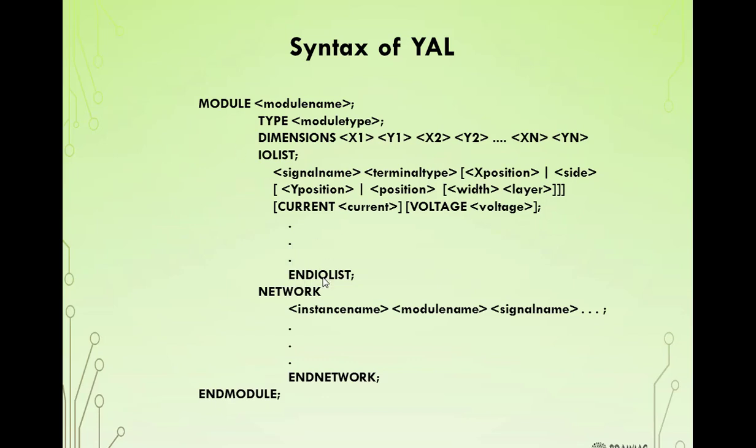After describing the IO list, we end the list by giving the keyword ENDIOLIST. And if we are going to represent some parent module that combines some modules within it, then we describe this by a network, that is, how the various submodules are connected with each other within that particular parent module. Again we end the network by using the keyword ENDNETWORK. Lastly, we just write ENDMODULE to end the module.